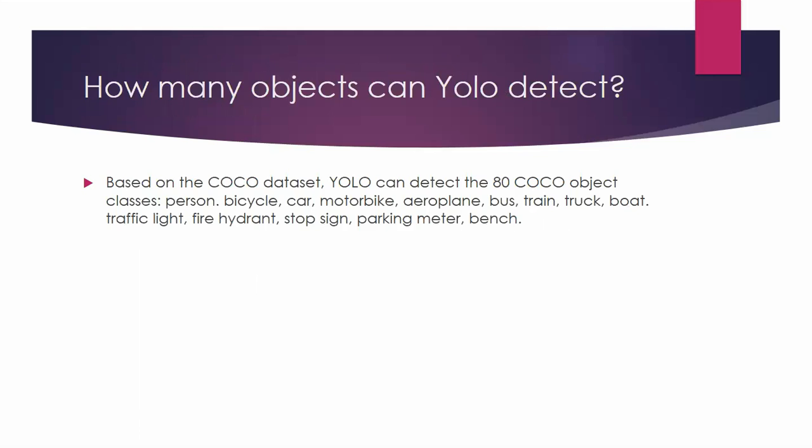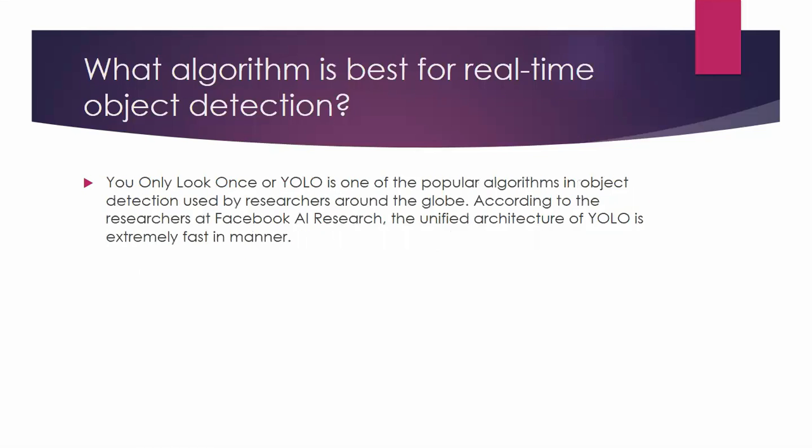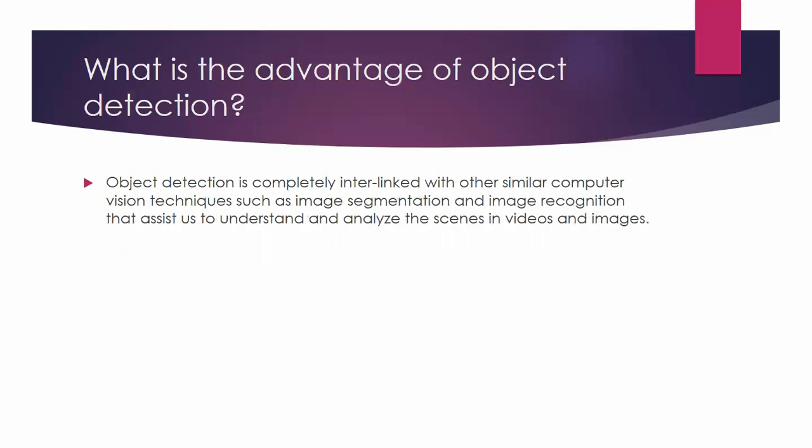And hello, my name is Eduardo D. Ubaldo Jr. And the next question is, what is the advantage of object detection? Object detection is completely interlinked with other similar computer vision techniques such as image segmentation and image recognition that assist us to understand and analyze the scenes in videos and images.